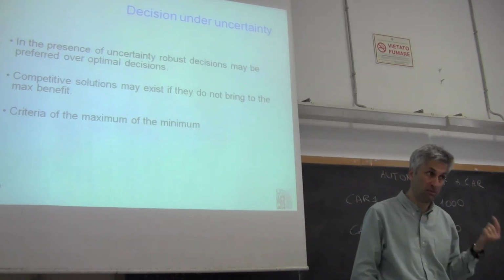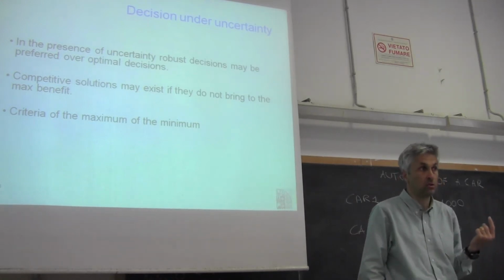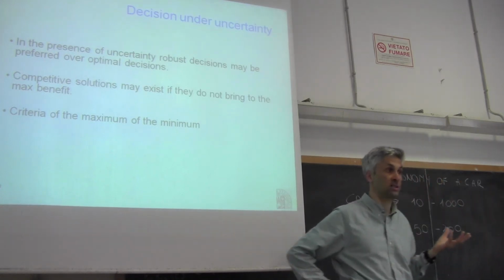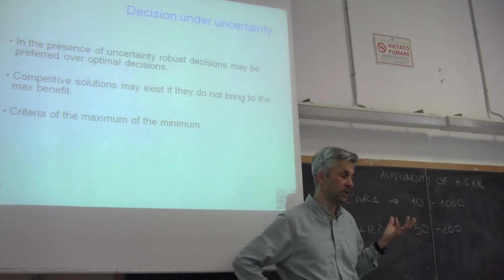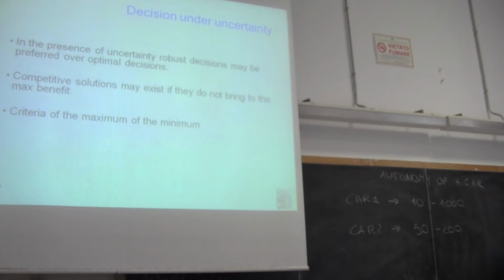But the maximum of the minimum, even in this case, would suggest you not to bet, because the minimum is 0, you lose your money. So this is an explanation that this is inefficient as a criteria. We need something more than the maximum of the minimum.